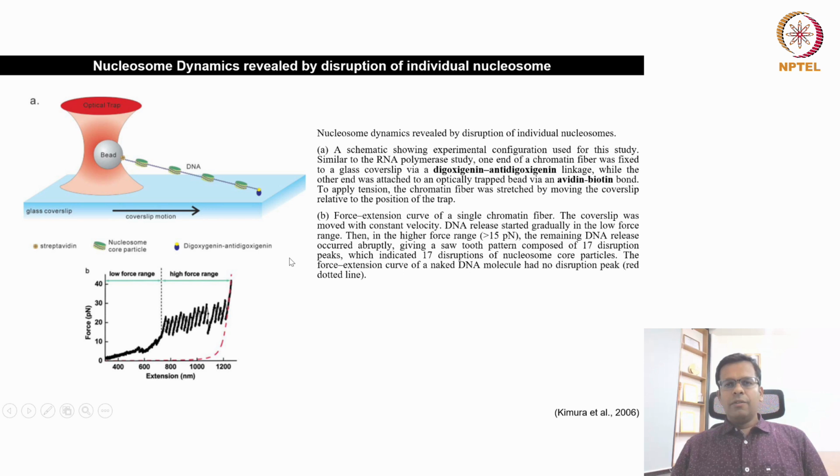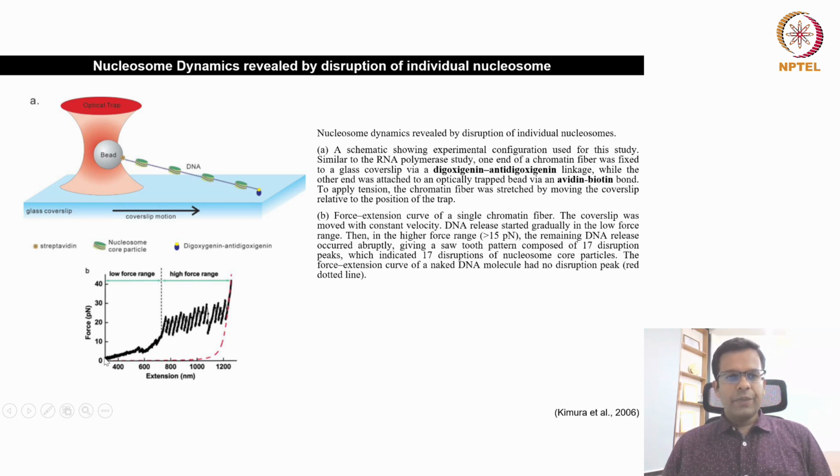So here you can see the force extension curve of a single chromatin fiber. The cover slip was moved with constant velocity, and the DNA release started gradually in the low force range. Then in the higher force range, greater than 15 piconewton, the remaining DNA release occurred abruptly, giving a sawtooth pattern composed of 7 disruption peaks, which indicated 7 disruptions of nucleosome core particles. The force extension curve of a naked DNA molecule had no disruption peak, shown by the red dotted line.